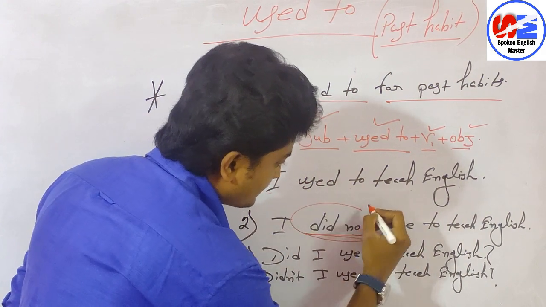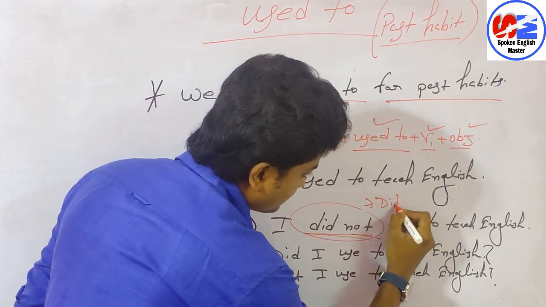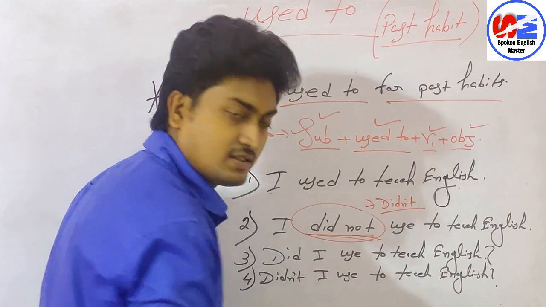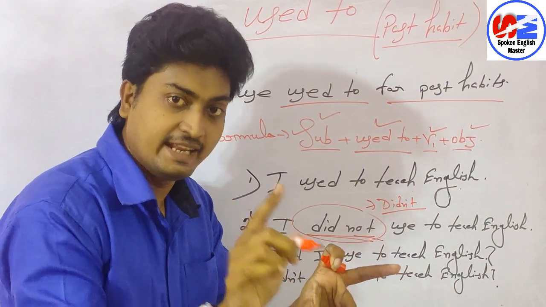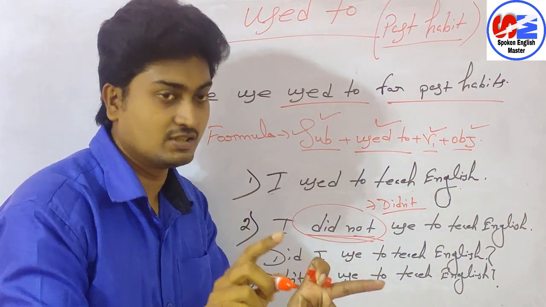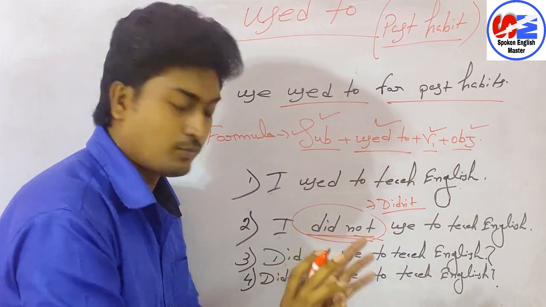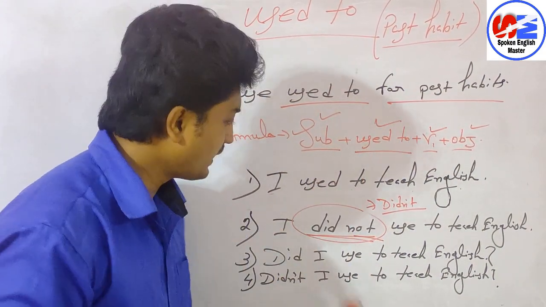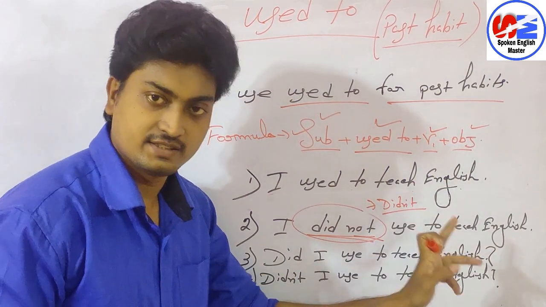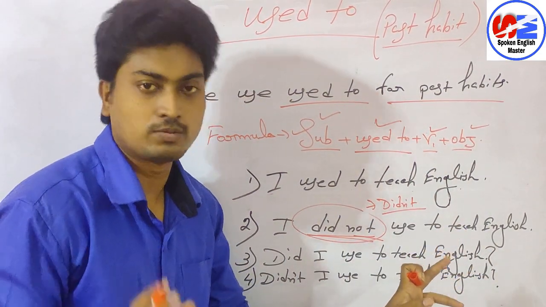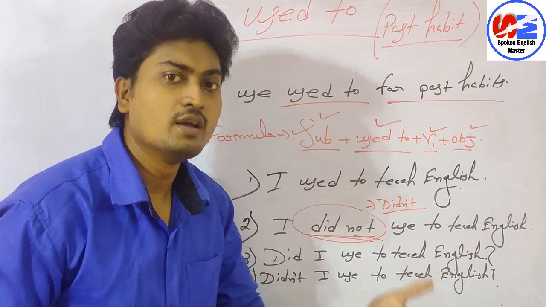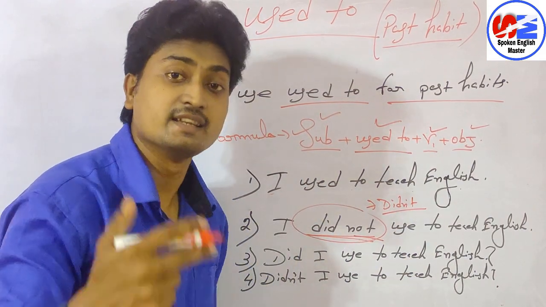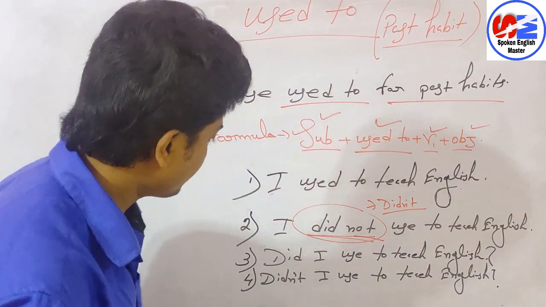Or if you want, you can also use didn't. Okay, the contraction, short form. While speaking we will not say did not, we will say didn't. Okay, I didn't used to teach English, or you can also say I didn't, no problem is there. I didn't used to teach English. मैं English नहीं पढ़ाता था. Let's see the next part.